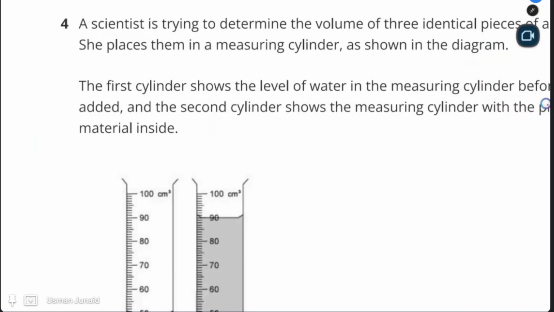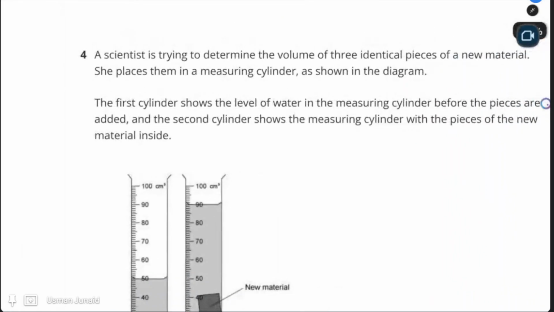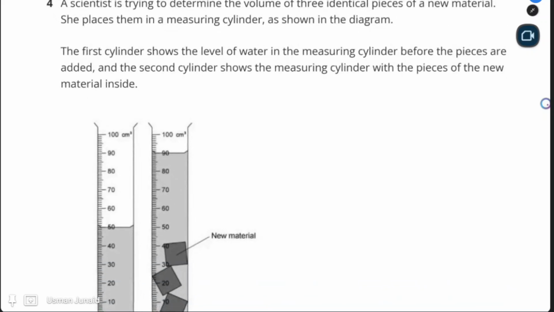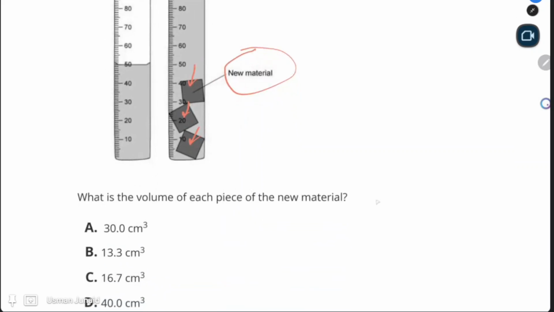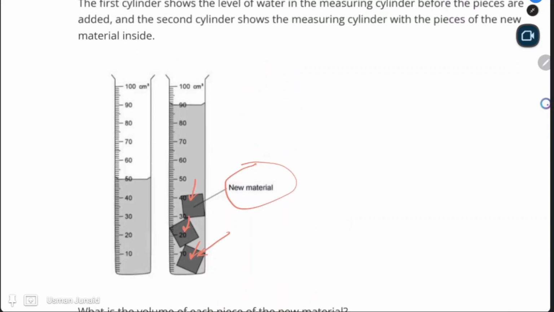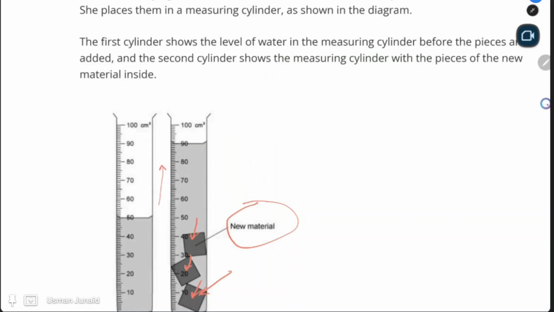A scientist is trying to determine the volume of three identical pieces of a new material. She places them in a measuring cylinder as shown in the diagram. The first cylinder shows the level of water in the measuring cylinder before the pieces are added, and the second shows after the new material is added, right? And they say that there are three of these. So when they're asking for each piece, they're asking for one of these, right? What is the volume for one of these? So you have how much volume increasing after the addition of the new material?